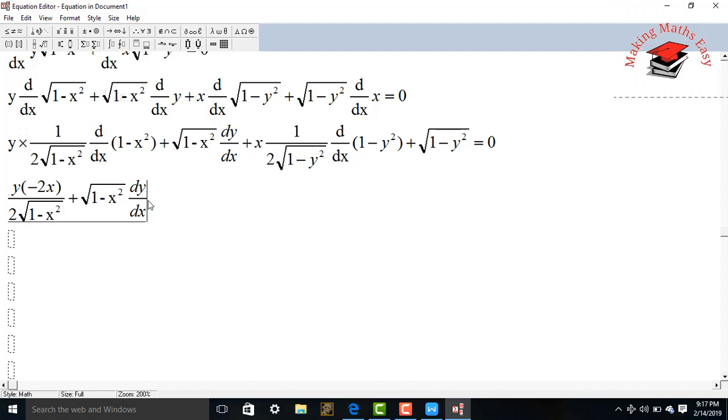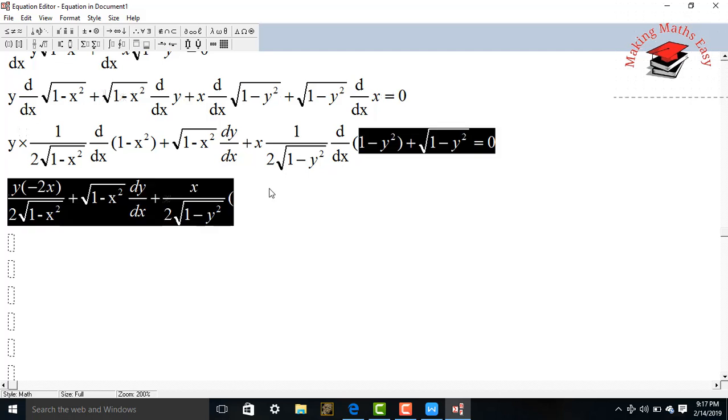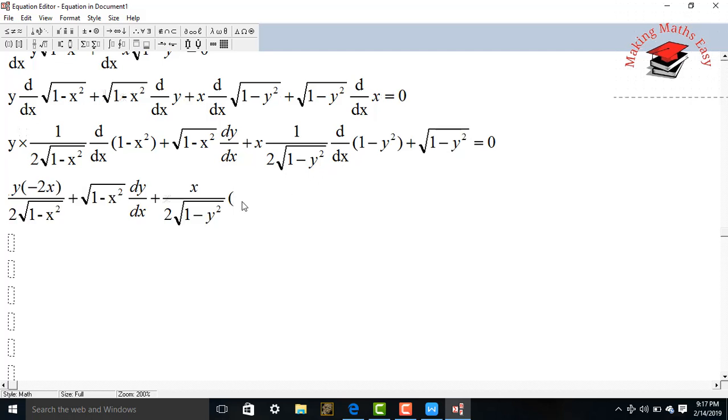The rest of the part we have to solve. Then it will be 1 x into the, or we can also write it this way. So eliminate this 1 and write x upon 2 into the square root of 1 minus y square, and put a bracket over here. The derivative of 1 is 0, so no need to write 0. You can put the bracket, or you cannot put the bracket, it's up to you.